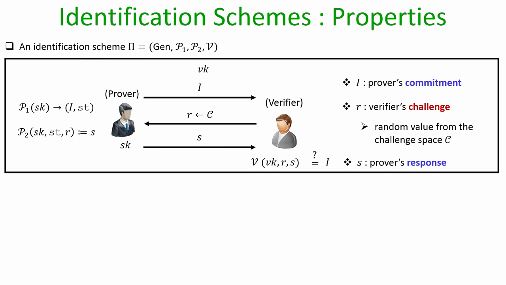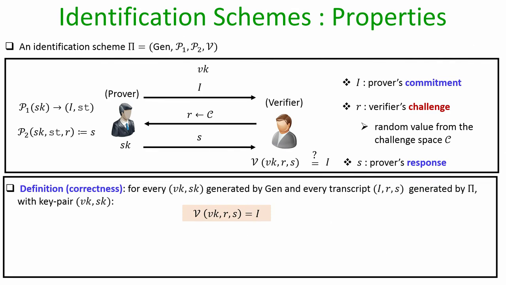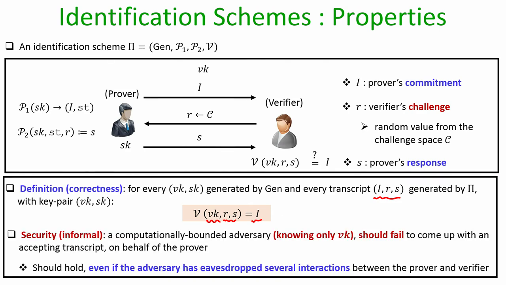More specifically, we require the following two properties from an identification scheme. The first property is the correctness property, which says that for every pair of keys which your key generation algorithm could output, and every transcript which is generated by running an instance of the identification scheme, the following should hold. If the verifier runs the verification algorithm with respect to the verification key and the R and S components of the transcript, it should give him the I component of the transcript. That means the verification should be successful at the verifier's end. So, that is the correctness property.